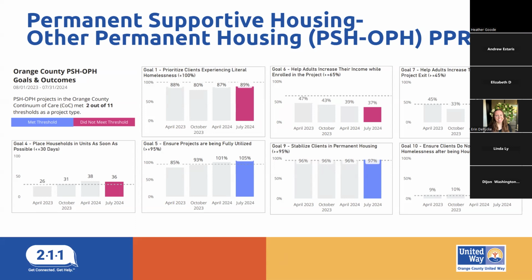For goal 6, we saw a slight downward trend this reporting period with 37% of clients increasing their income. And then we saw fairly consistent performance in our other goals. For goal 7, 38% increased income as of project exit. Goal 4, our average placement time for households in units is 36 days. Goal 5, we saw a bed utilization of 105% this reporting period. Goal 9, we had 97% of clients stabilized in permanent housing. And then goal 10, we had 8% of clients returning to homelessness for the reporting period.